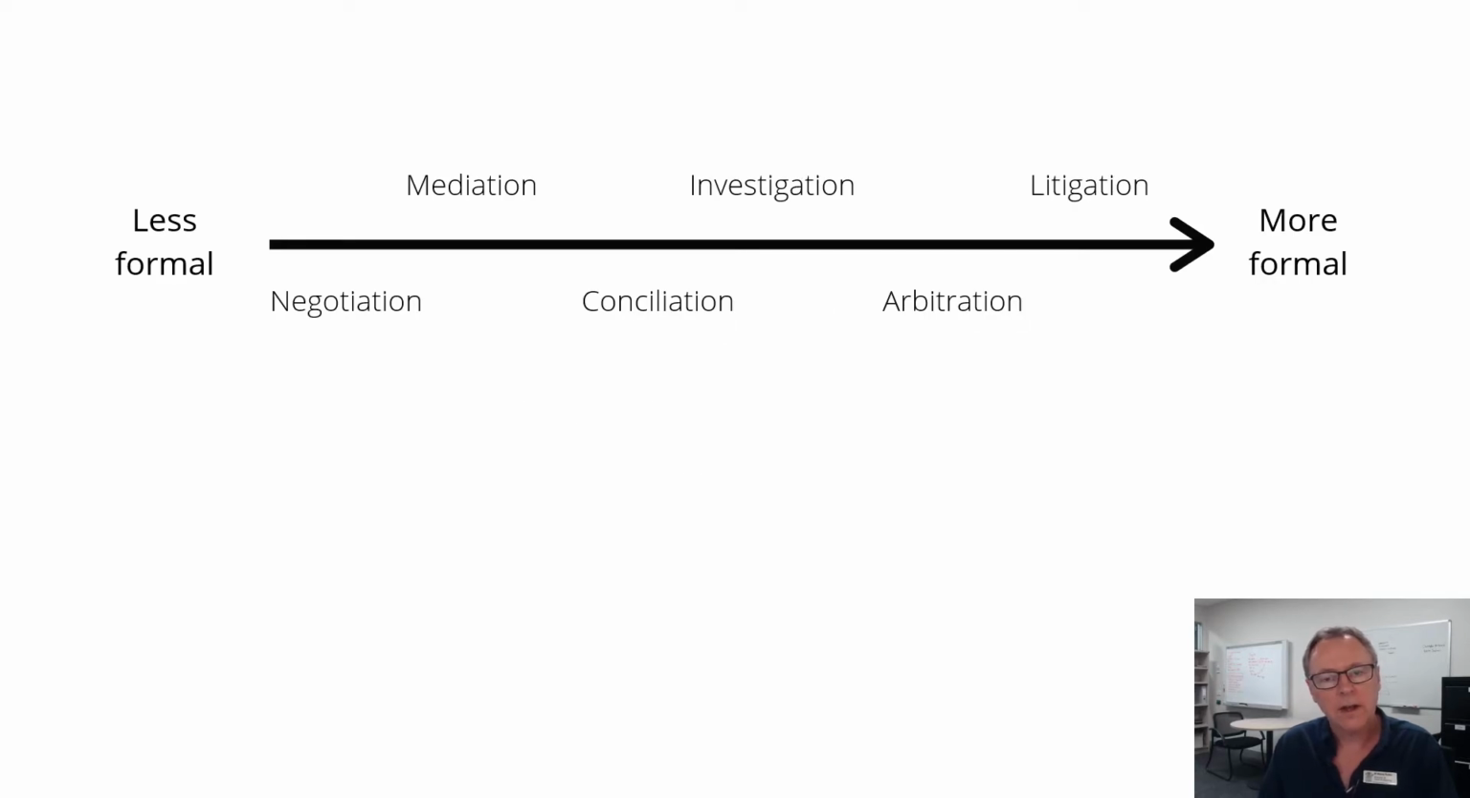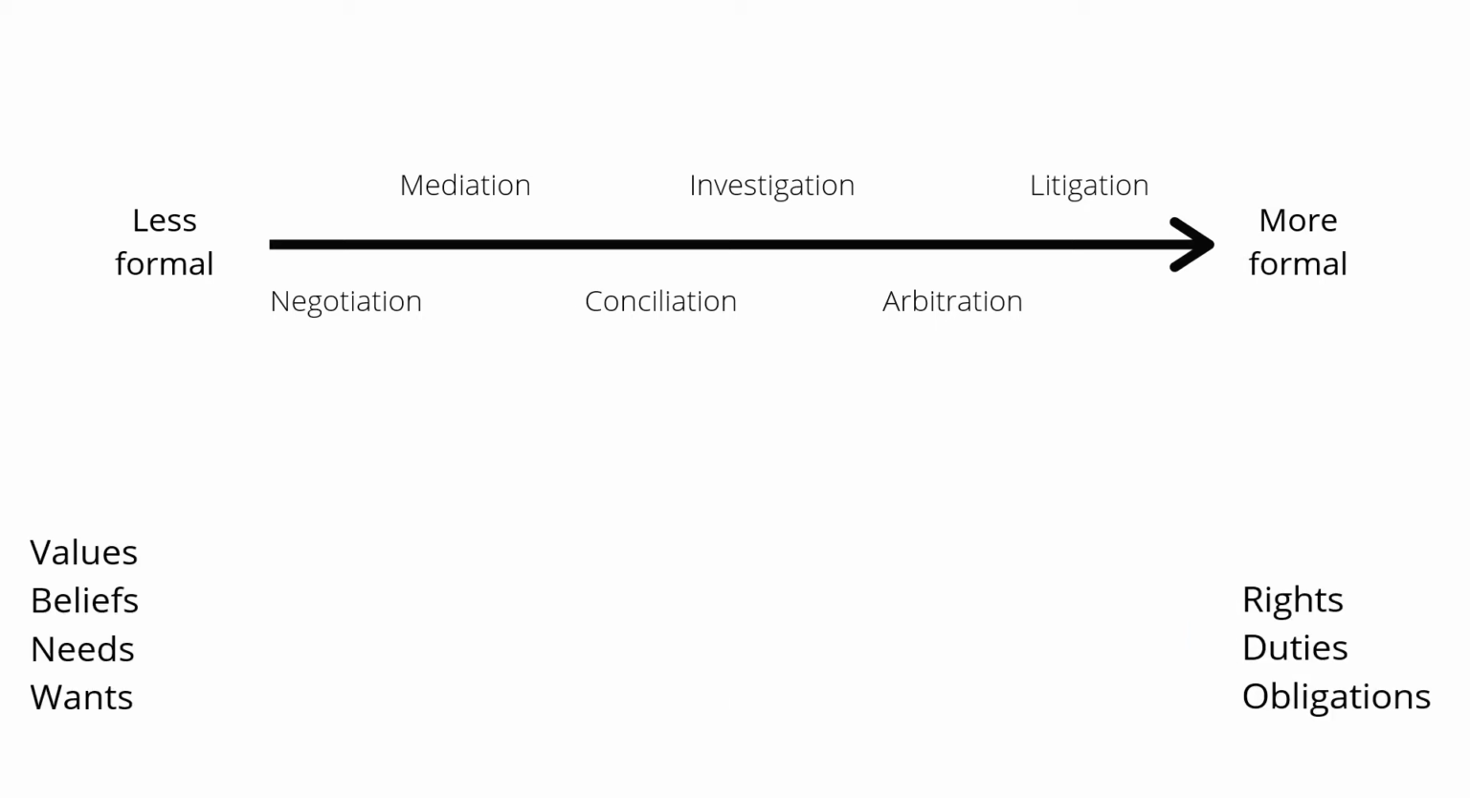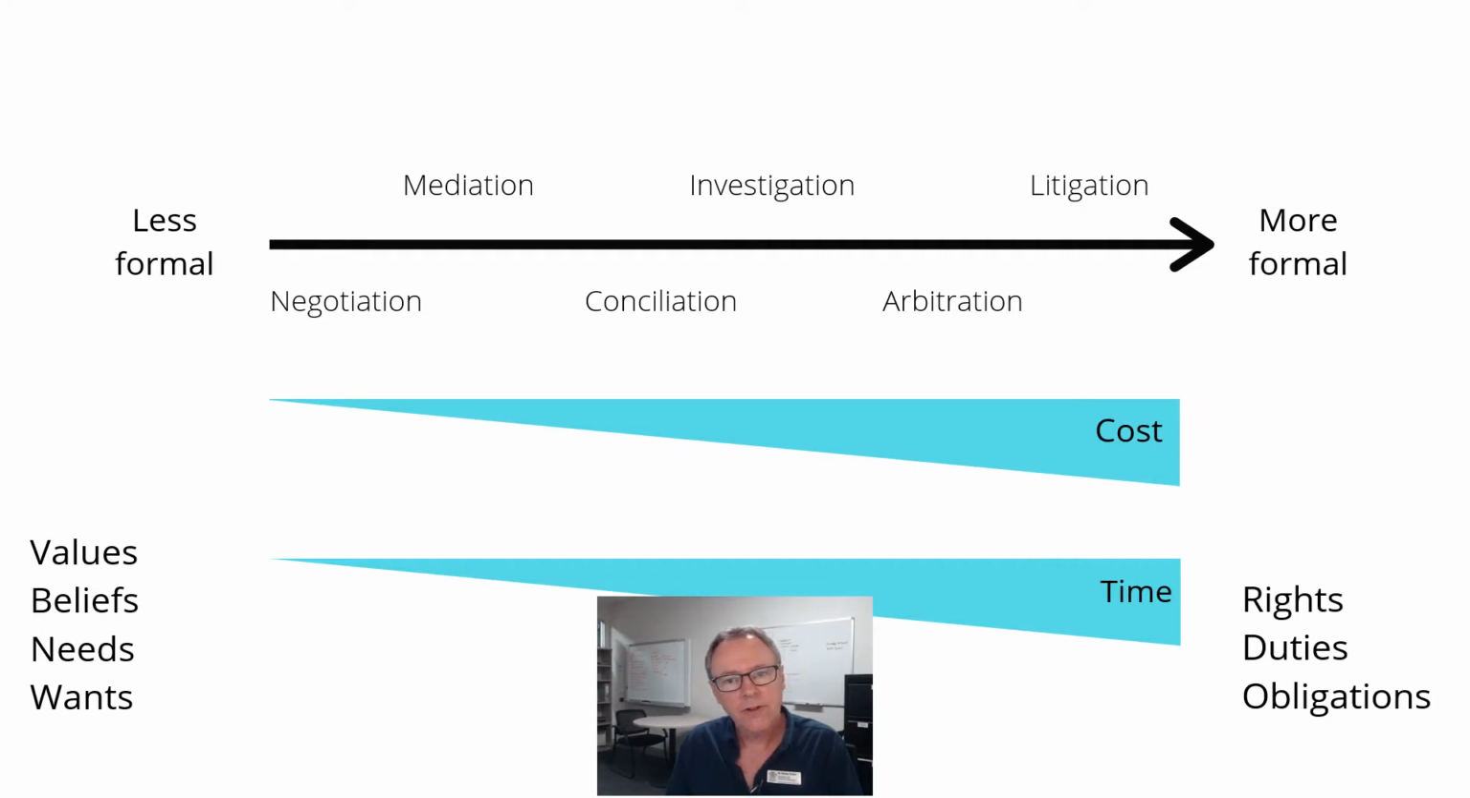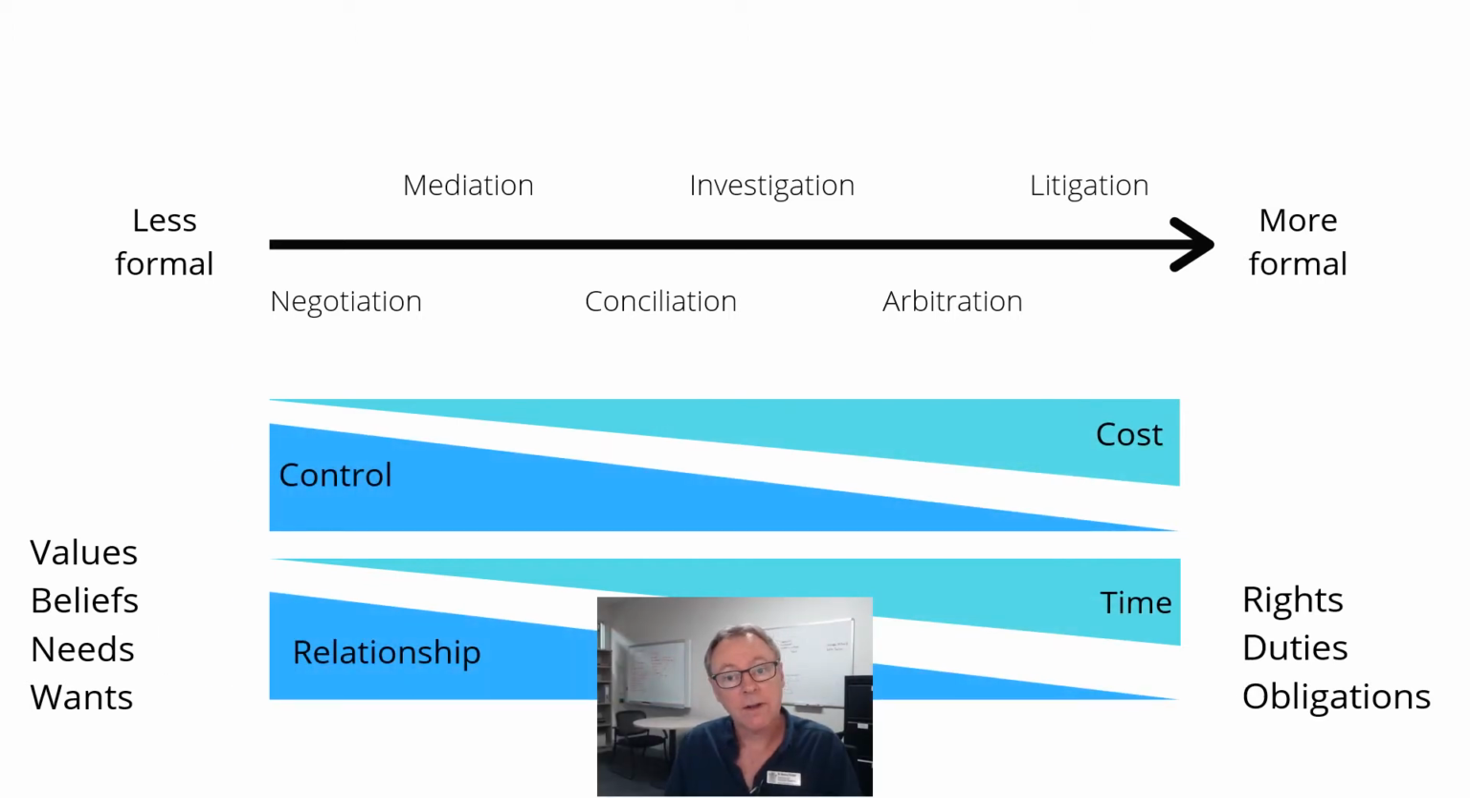Negotiation sits at the least formal end of a continuum where conflict can ultimately result in legal disputes and litigation. Negotiation is very much concerned with individuals' values, needs, beliefs, and wants. And as you move along that continuum towards much more formality, litigation clearly is a process that takes a lot longer and is a lot more costly. Where conflict can be resolved by negotiation, individuals retain much more control over the process, and there's a much greater likelihood of a relationship being maintained at the end of it.